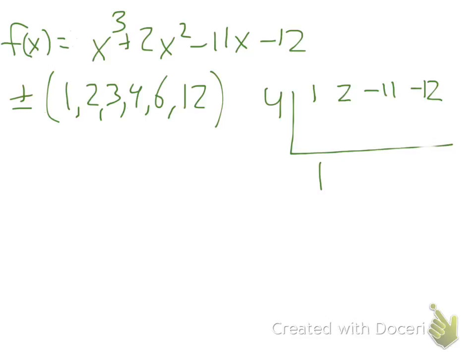Okay. Drop the 1 down. 1 times 4? 4 plus 2? 6. 4 times 6? 24. 24 minus 11, because it's negative 11 plus 24. 13. And 13 times 4? 52. Is that going to add up to 0, guys? Not this time. So guess what? Nope. 4 is not the answer. Took it out.